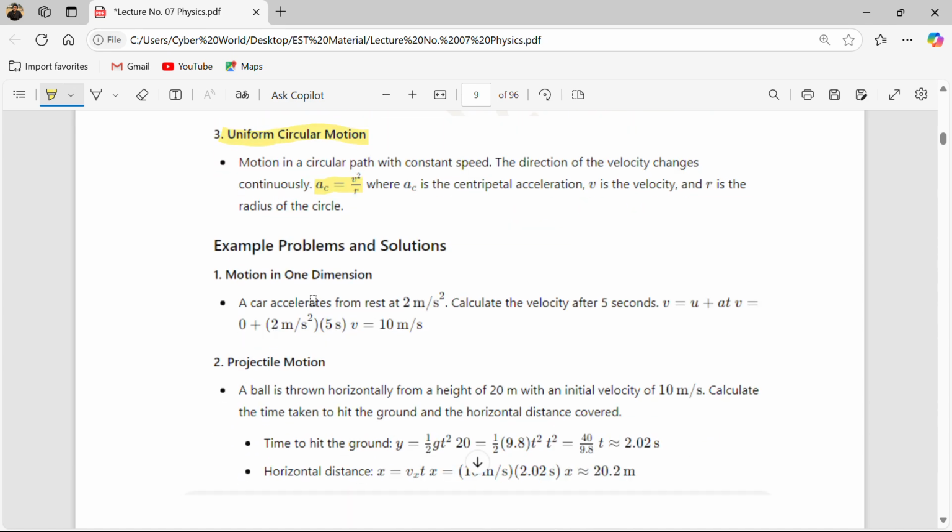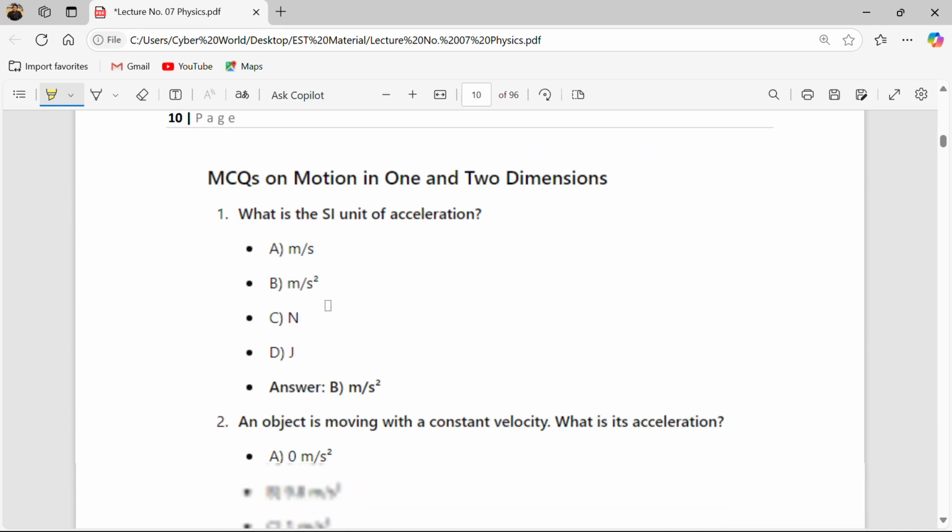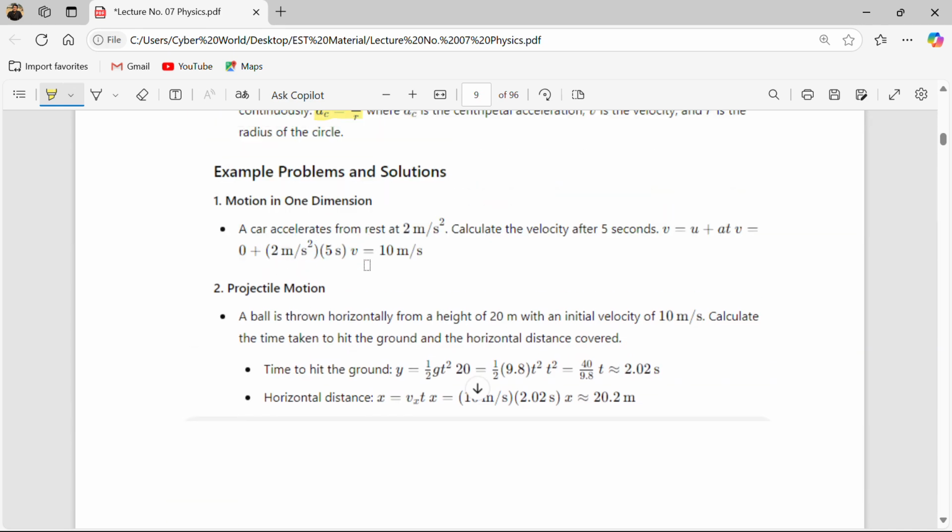Now move on towards example problems and solutions. Motion in one dimension: let's suppose a car accelerates from rest, having initial velocity zero, with acceleration 2 meter per second square. Calculate the velocity after 5 seconds. So how can you calculate this? The initial velocity and acceleration are given, so you use the first equation of motion. You have to find the final velocity after 5 seconds, so Vf equals Vi plus at is the formula.